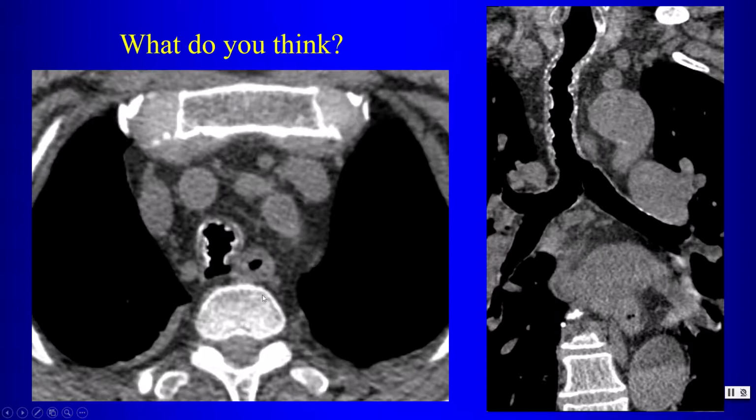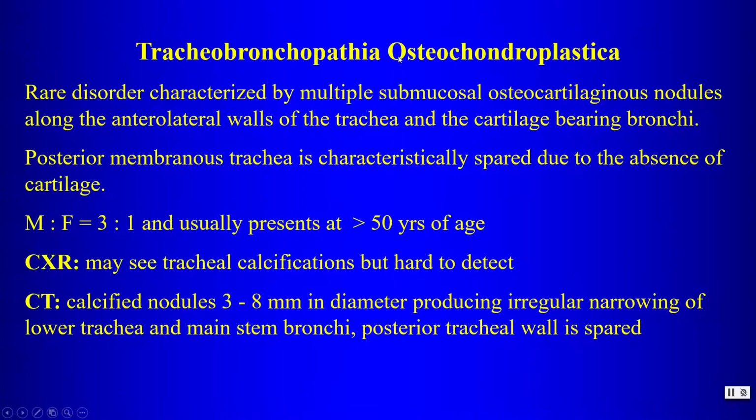Now, what about a case like this, where we have this kind of nodular thickening of the tracheal wall, some calcifications there? Notice that it spares the posterior wall. So what is this condition called? This is tracheobronchopathia osteochondroplastica. So this is osteocartilaginous transformation of the tracheal wall, and it spares the posterior wall because there's no cartilage there.